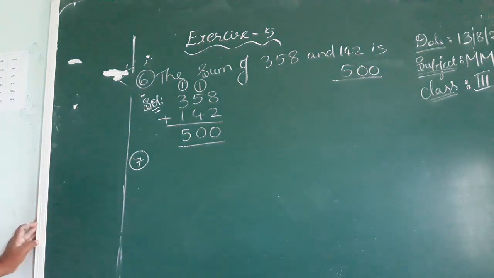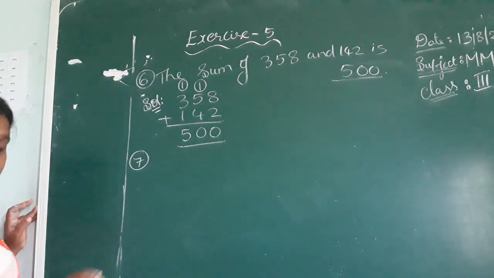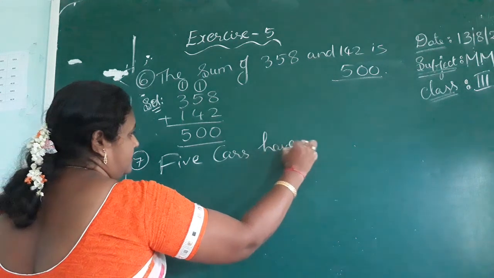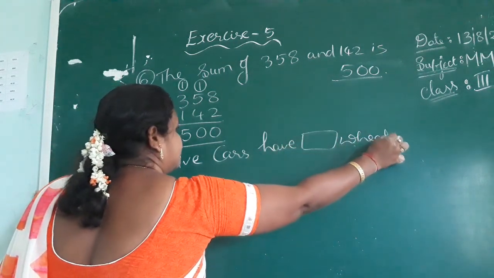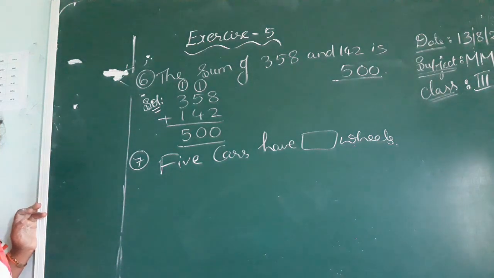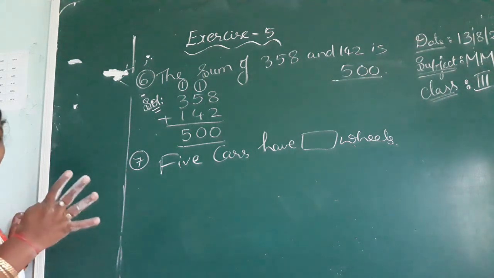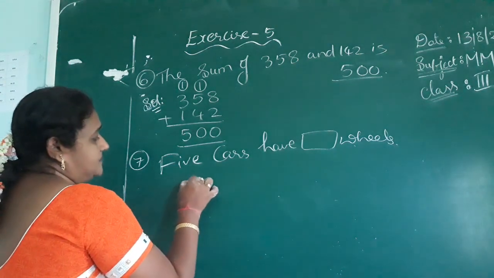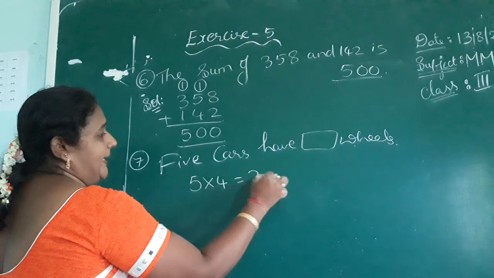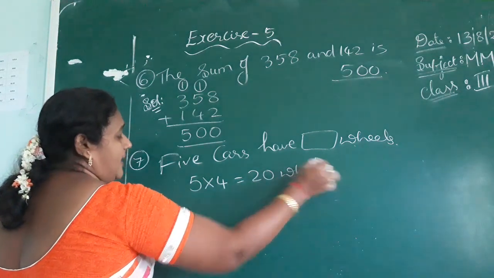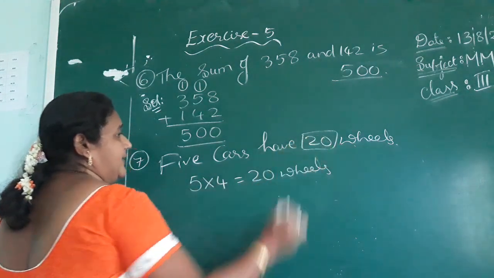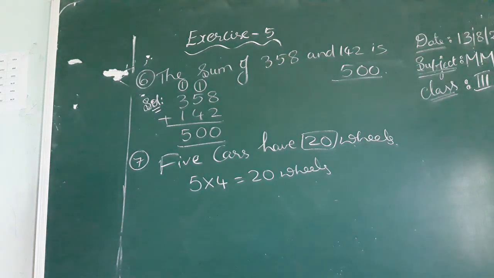Next one. 5 cars have how many wheels? Okay, children, first we should think, one car has how many wheels? 4 wheels. So 5 cars means 5 fours, 20 wheels. One car has 4 wheels, so 5 cars means 5 fours, 20 wheels.